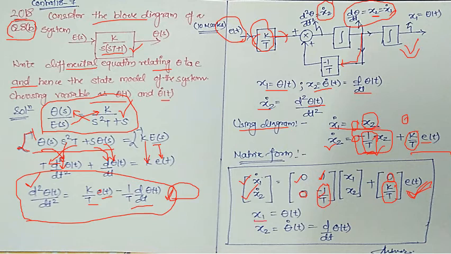And also don't forget to write that x1 is equal to theta of t and x2 is equal to theta dot of t, which is equal to d by dt of theta. Okay guys, this is what is mentioned in the question. So that's very important to note, that now we are able to form the state space representation of the given system. Okay, let's go to the next part of this question.